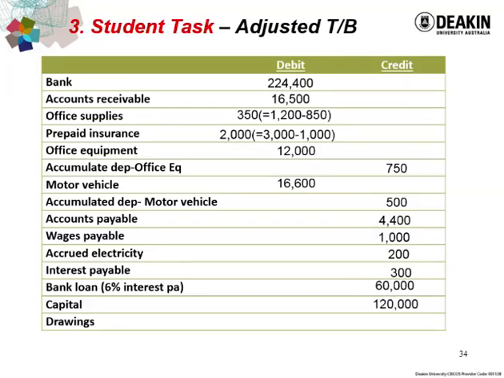Capital 120K credit. And we have drawings. Drawings is a distribution of equity. And we know that equity has a normal credit balance. Distribution of equity will reduce equity. So it is a contra equity account. Therefore, we put $3,600 of drawings at the debit side because it is a contra equity account. Okay, so drawings debit 3.6.